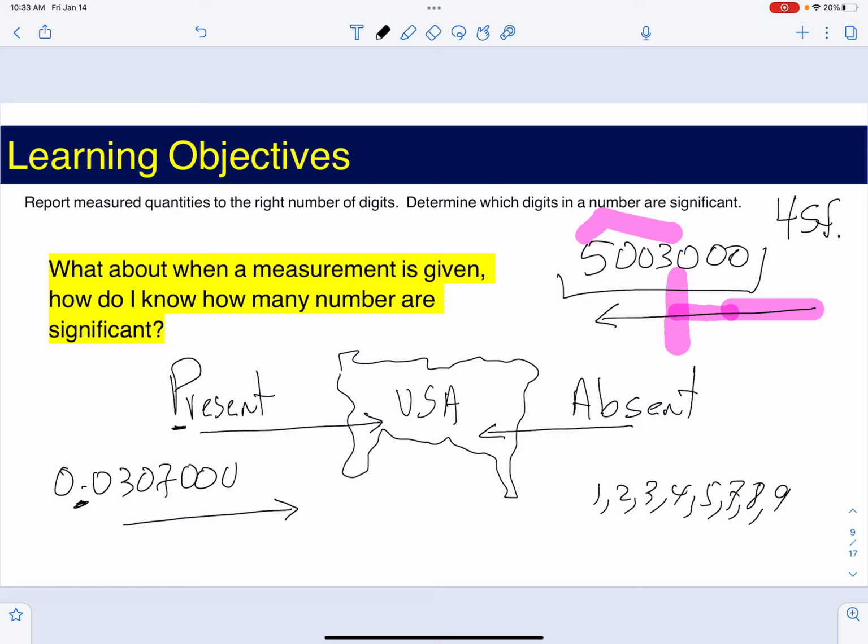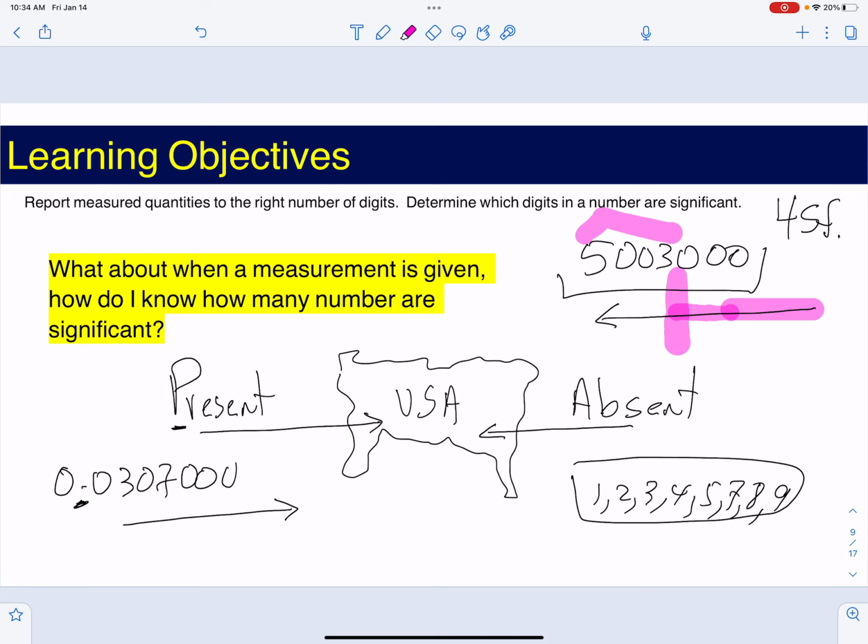So once more, determine if the decimal is present or not. If the decimal is absent, start counting from right to left. If the decimal is present, start counting from left to right. And begin counting the moment you find a number. And these are my numbers. The 0 is not a number.